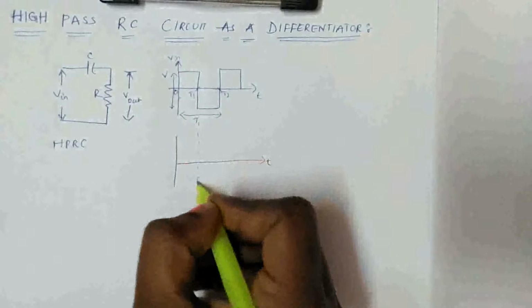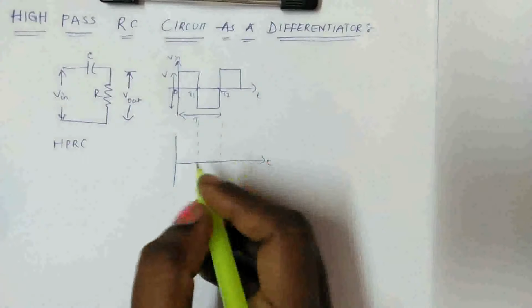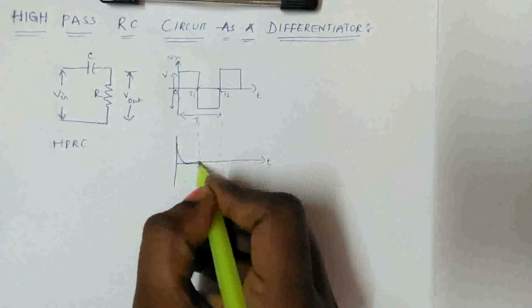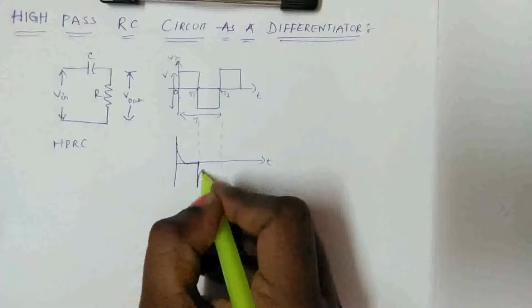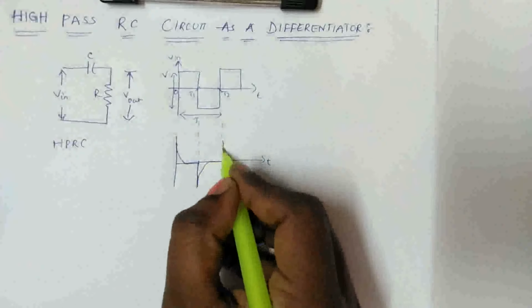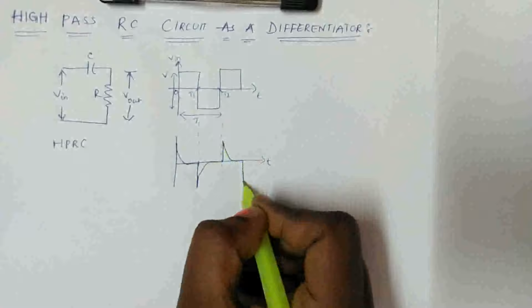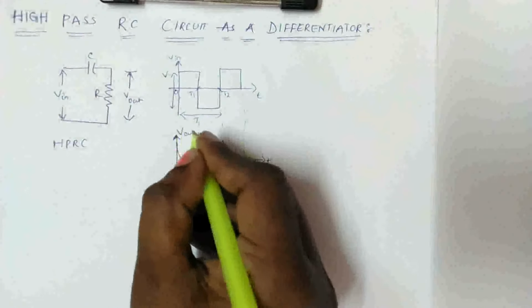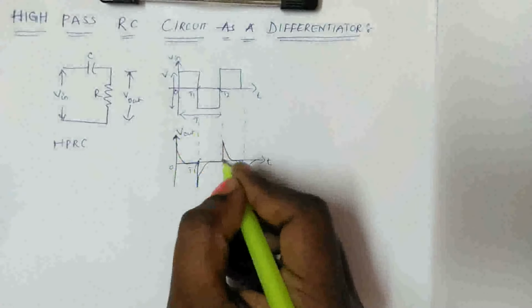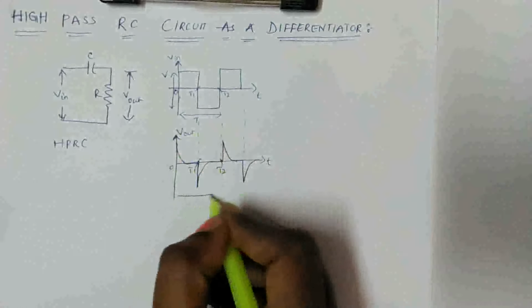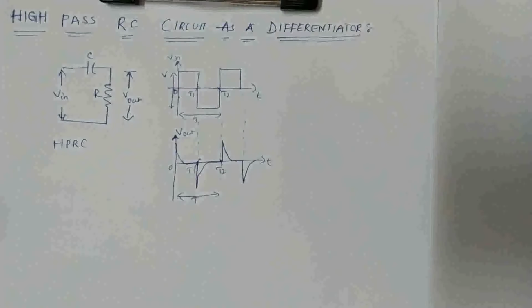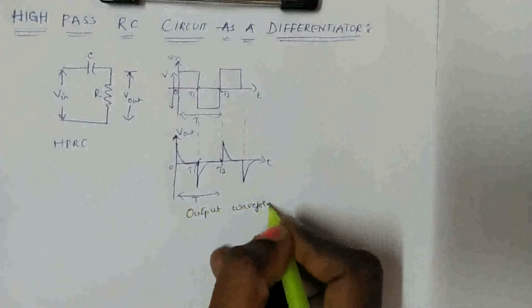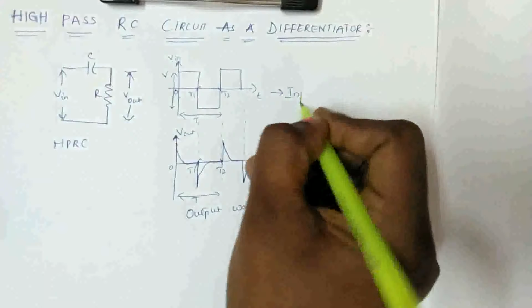Up to T1 it will be represented like this. It resembles spikes. Like this it will resemble. This is the output waveform. 0, this is the time period T1, T2, and this is the total time period T. This is the output waveform. Okay, and this is the input waveform.